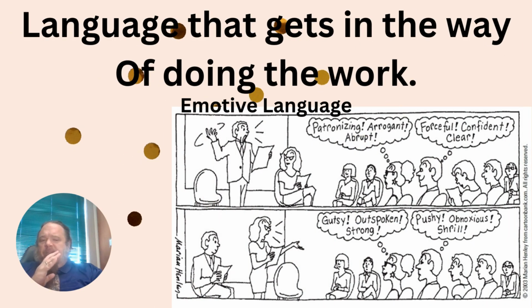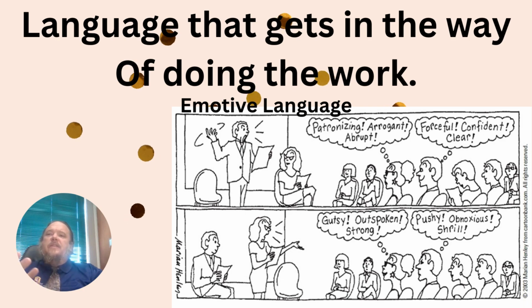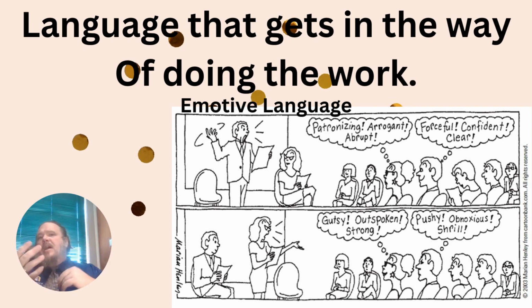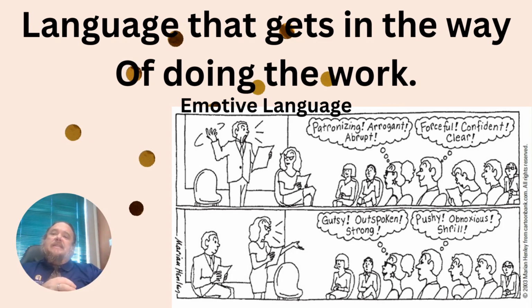Another thing that gets in the way of our language doing work is when we use emotive language and use it as fact. Now, I don't necessarily think it's wrong to use emotive language because it can be persuasive. But when we use emotive language as fact, we get a speech where the man gets up to speak, and that woman sees it as patronizing, arrogant, abrupt, and the guy sees it as forceful, confident, and clear. The woman gets up to speak and sees it as gutsy, outspoken, strong. The man sees it as pushy, obnoxious, shrill.